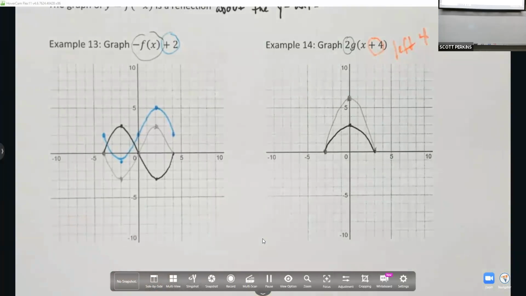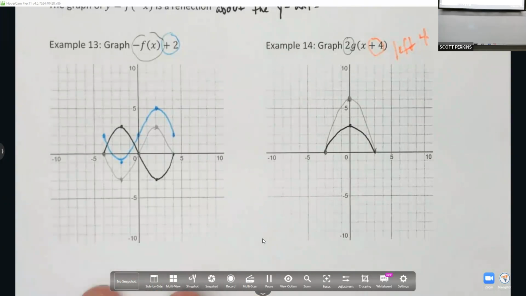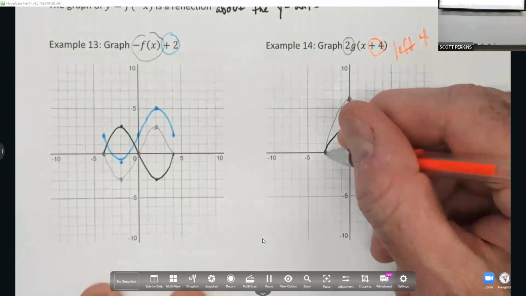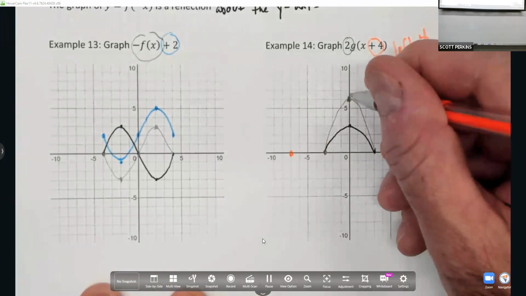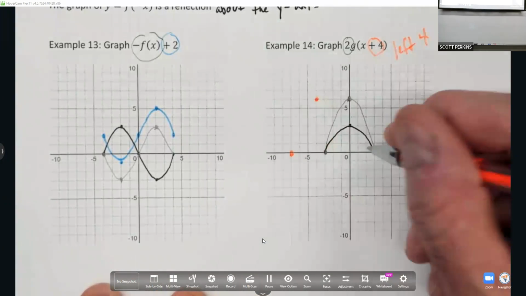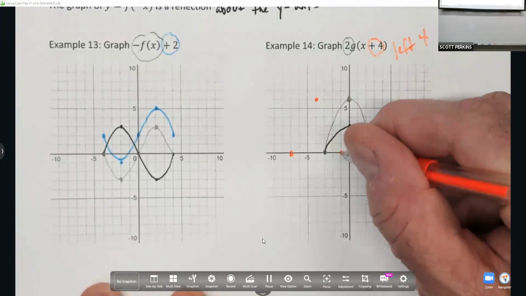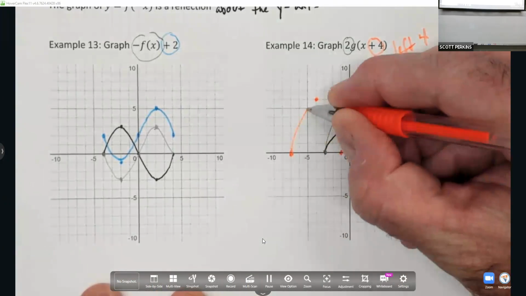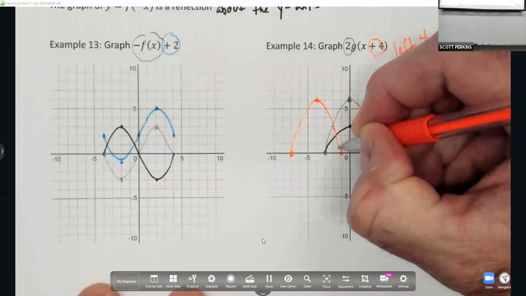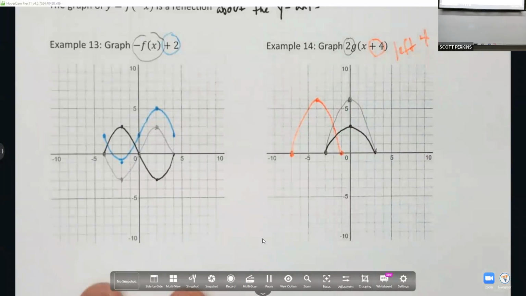Remember, when it's inside with the x, it's affecting the x direction, whether it's shrinking or stretching or translating. When it's inside those parentheses, it's affecting the x. When it's outside the parentheses, it's affecting the y's. So I'm going to move everything left 4. So 1, 2, 3, 4, 1, 2, 3, 4, and then 1, 2, 3, 4. So the translation does not affect the shape. The translation affects the position.